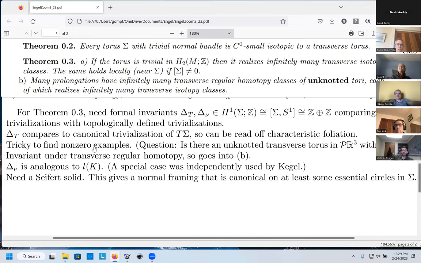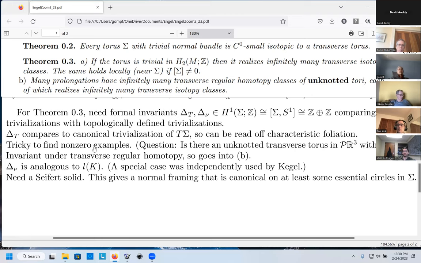Just the invariant you're using, this sort of linking invariant, sounds a lot like the invariant that Fintushel and Stern used when they were looking at, I forget, exotic Lagrangians, I think it was. Is that essentially the same? Or maybe they're not really the same? That was, of course, in symplectic manifolds.